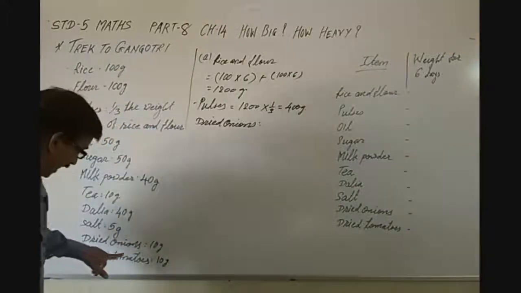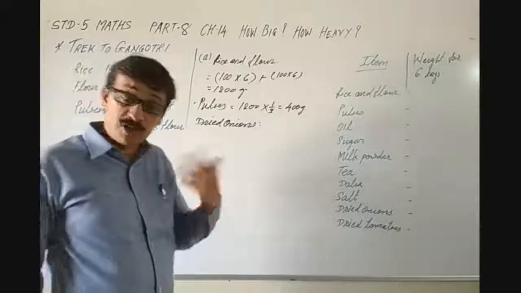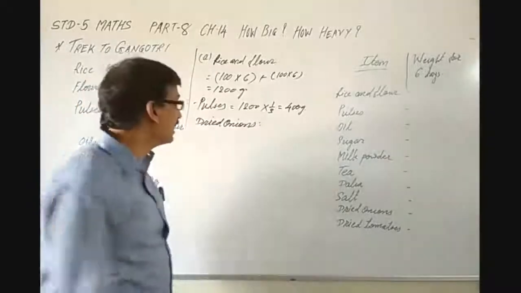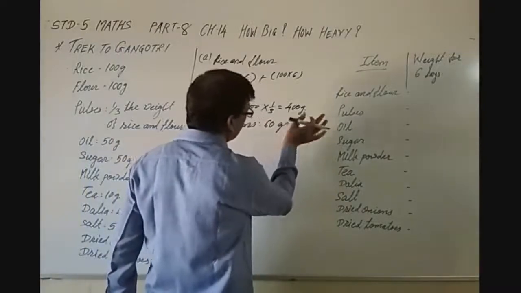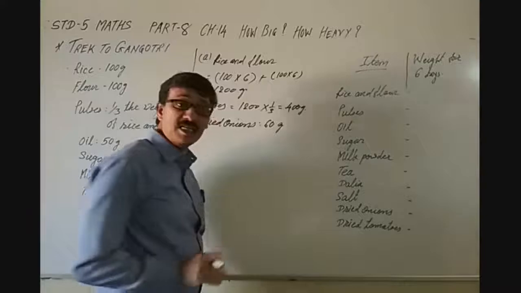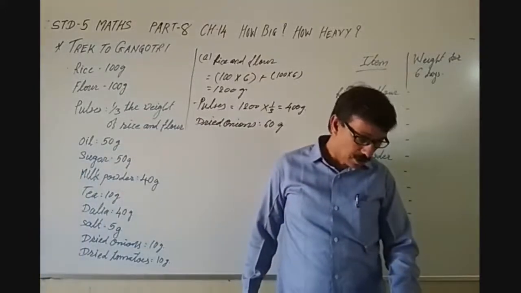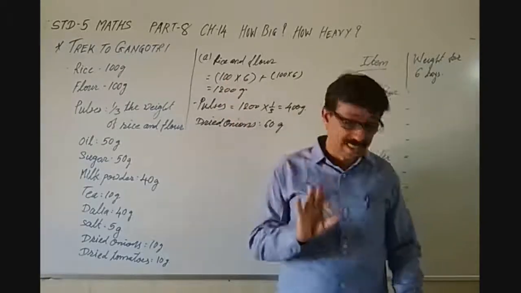You can see dried onions require 10 gram. So for 6 days, this is for 1 day is 10 gram. So for 6 days it will be 60 gram, isn't it? It will be 60 gram. Okay, so these are the things which they require for these 6 days.